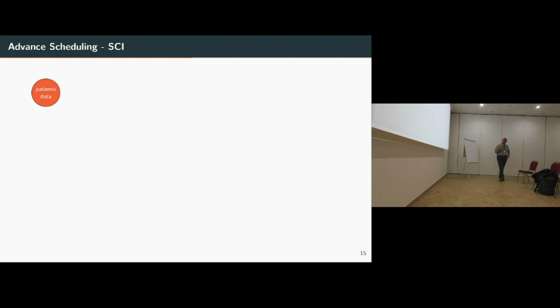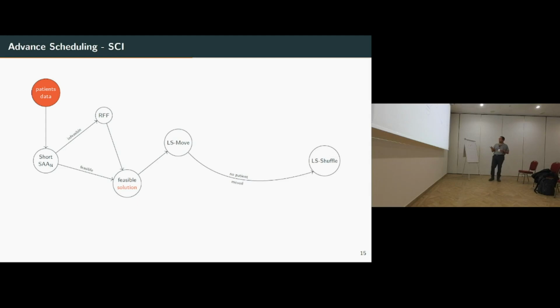For the allocation scheduling, the sample extract and improve. We start from the patient's data. We do a short sample average approximation, so we don't do all the folds. If we find a feasible solution, good. If we do not, we apply a robust first fit algorithm, and that always gives us a feasible solution. So here we try to unbalance the rooms to free up some space by moving the patients. If no patient is moved, we then pass to the LS shuffle that balances the cancellation cost and waiting costs.